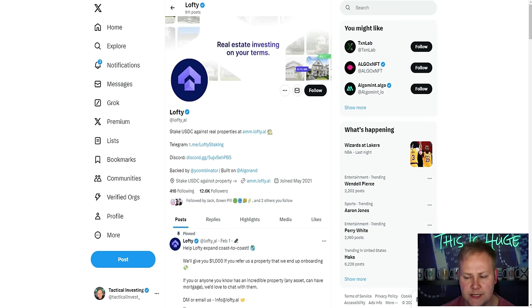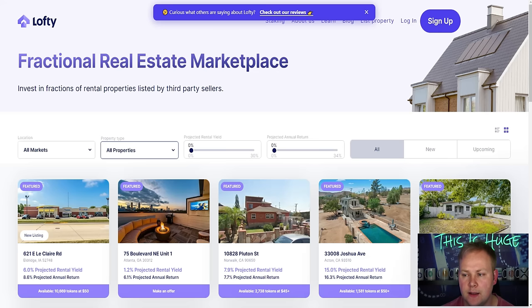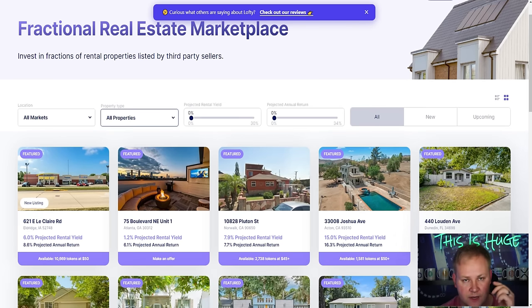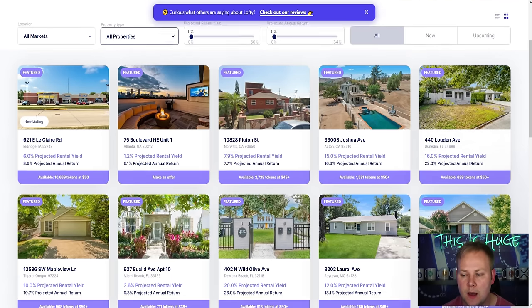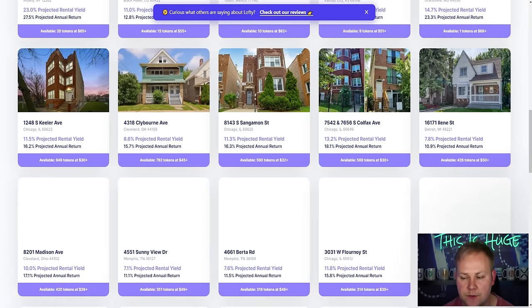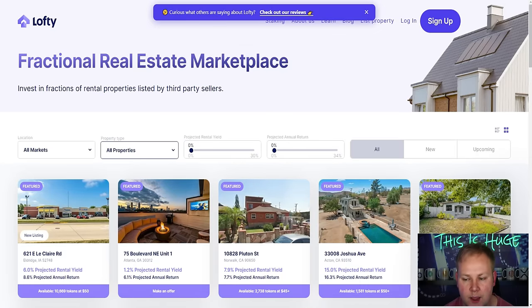There's also another project that is growing quite rapidly, built on Algorand. In a lot of ways, it reminds me of projects in this space. This is the blockchain, crypto version, to invest in fractions of rental properties listed by third-party sellers. I think this is very interesting. It's not really anything new. There are programs out there that do this already, but this is becoming more and more successful. I've seen positive reviews about this, so I think it's going to be quite interesting to see how this goes. And being built on Algorand is an extremely positive thing.